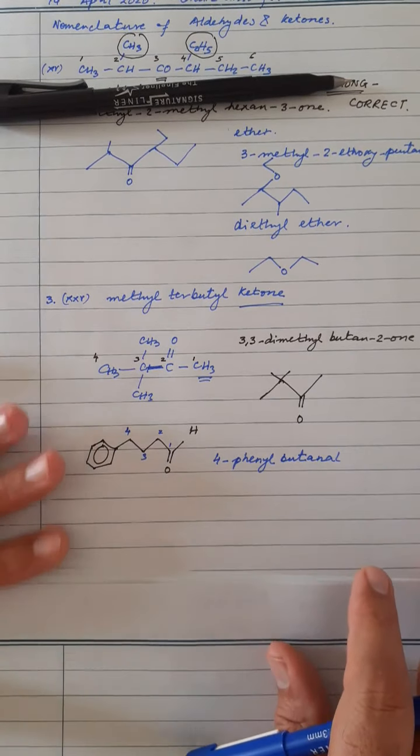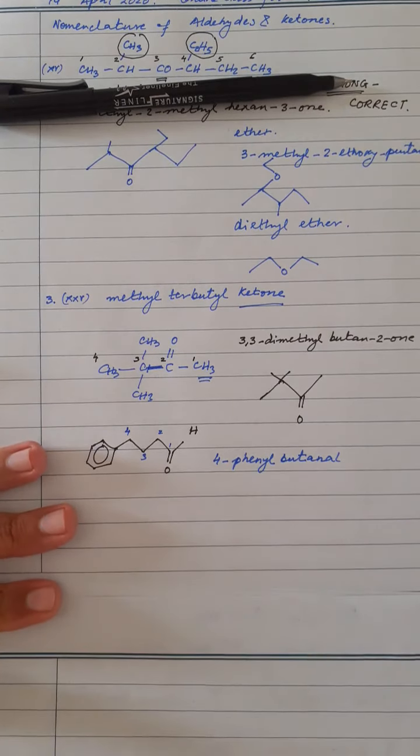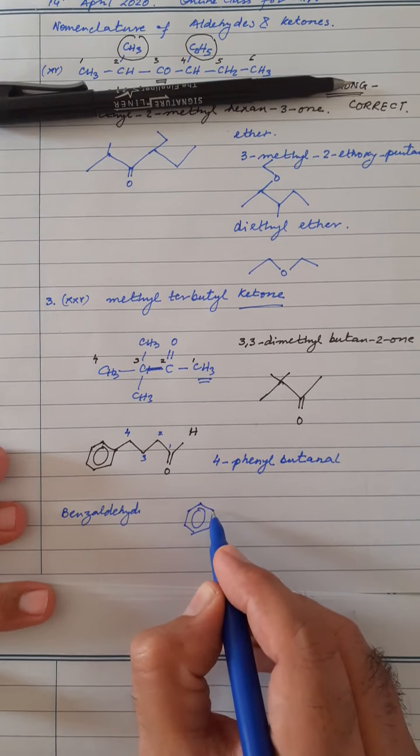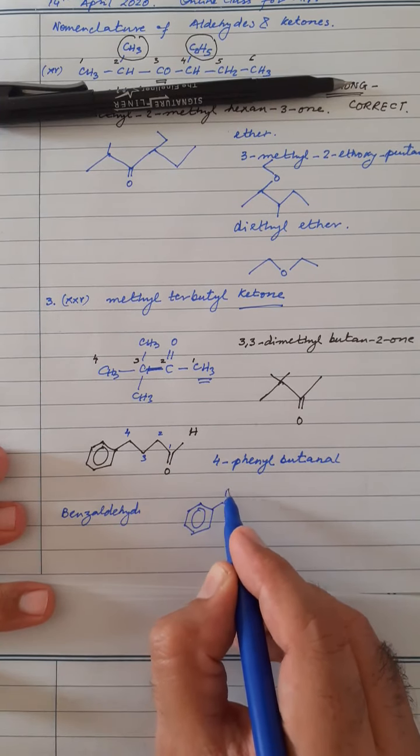One common aldehyde with benzene is benzaldehyde. Benzaldehyde. It's where benzene ring is attached with an aldehydic group. Carbon, double bond oxygen, and H. Right? You can also make benzaldehyde as benzene ring, attached to CHO. That's also benzaldehyde.